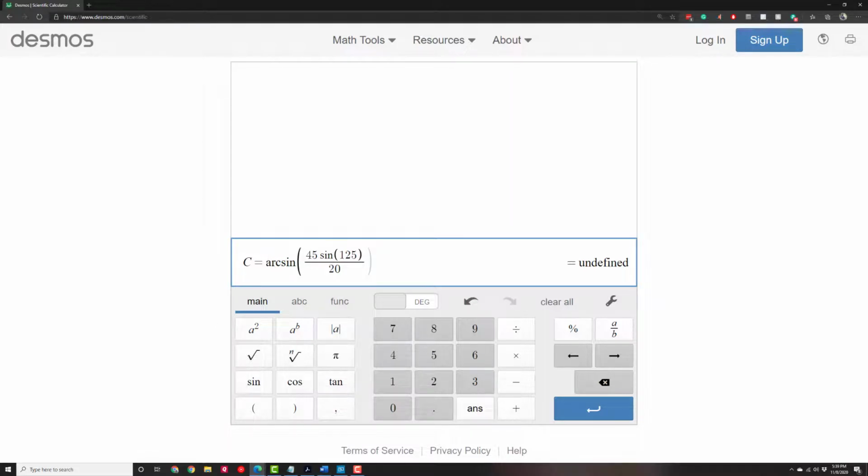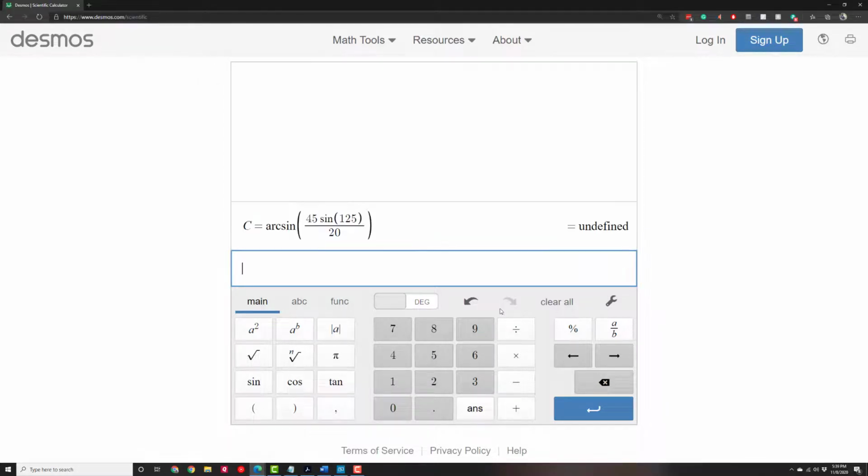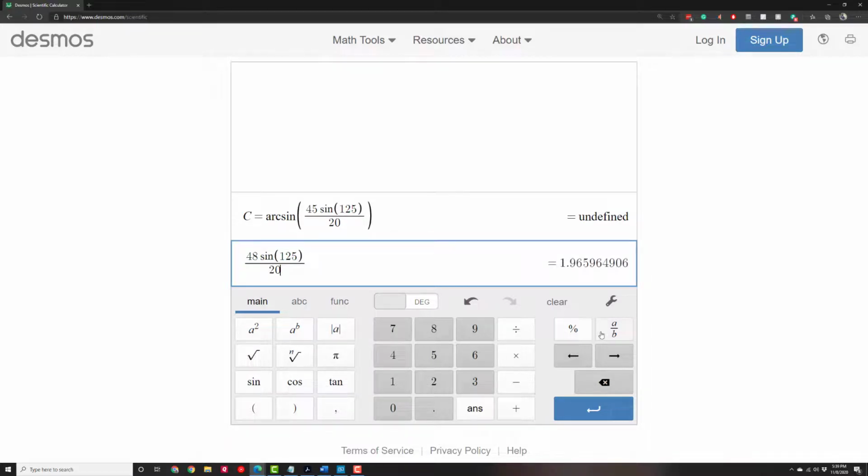So we are doing the arc sine, which is a sine inverse. We did have 45. We did have the sine of 125 degrees. We are in degree mode here. I can see it just right here. We're in degree mode. And we're dividing that by 20. The reason why it is undefined is because that ratio, 45 times the sine of 125, divided by 20, and that was supposed to be a 45, by the way, is 1.8. And the sine will never return a value greater than 1. So that is why this arc sine of that number greater than 1 is undefined, because the arc sine cannot take a number as its argument greater than 1. There you go.